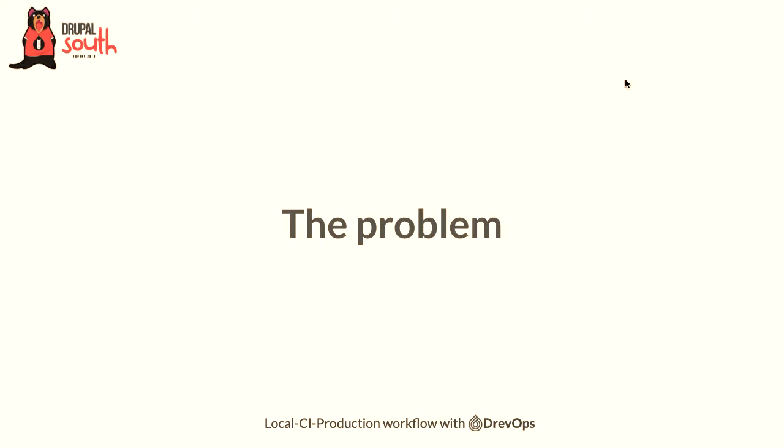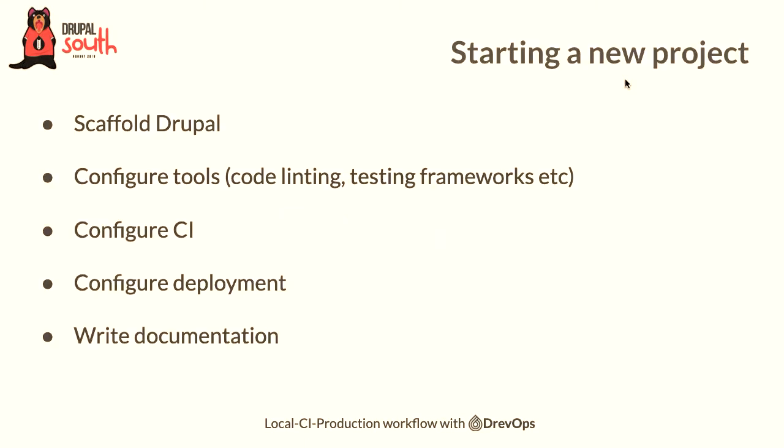I'm going to jump into the problem space straight away. And so the problem that we're going to talk about is about project maintenance and, well, how do we do Drupal projects and how to add DevOps support without, you know, killing yourself and spending lots of overtime. So starting a new project would usually look like, you would scaffold Drupal, download it, or use some scaffolding tools. You'll configure some tools and configure CI, configure deployment, and you'd write documentation.